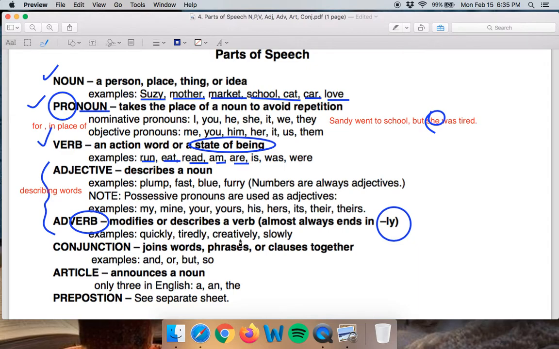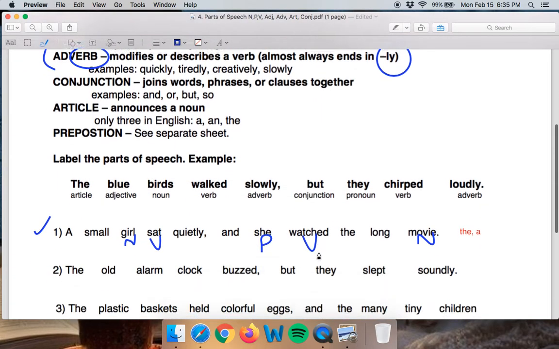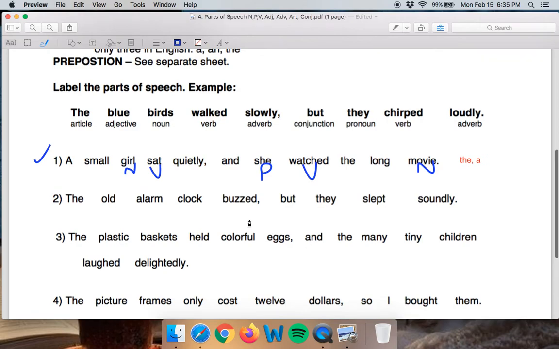How did I think? Creatively, right? The car rolled down the driveway. How did it roll? It rolled slowly. All right, so let's go down here and see if we have any adjectives or adverbs here.